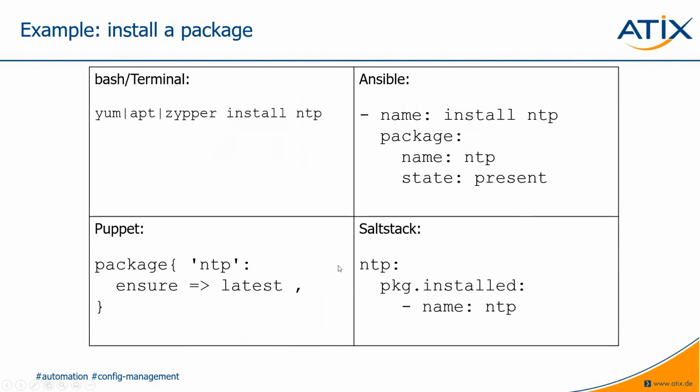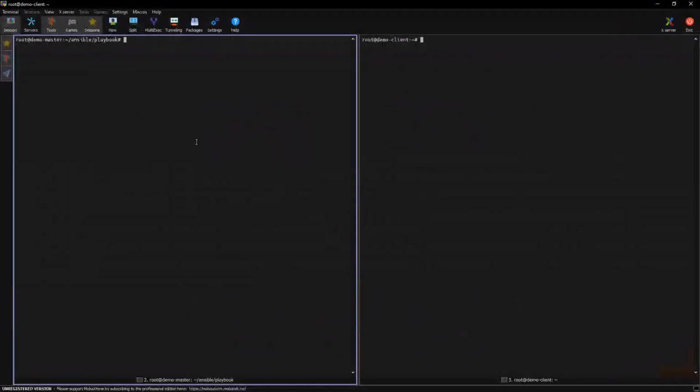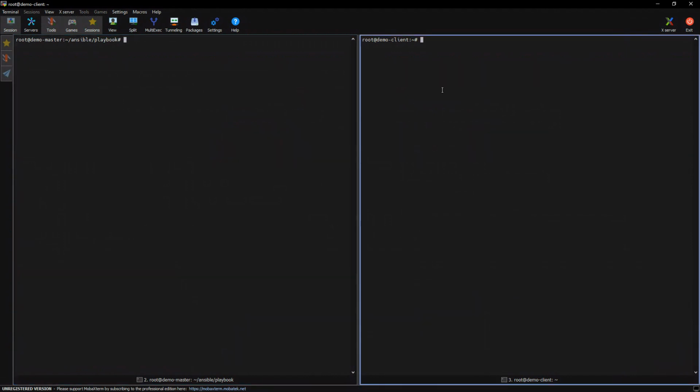So let me switch to a short demo, and it's also a really simple demo. We have one master system, because in this case I use the same system for Ansible, Puppet, and SaltStack, and we have one target system. In the target system, let's write hello.